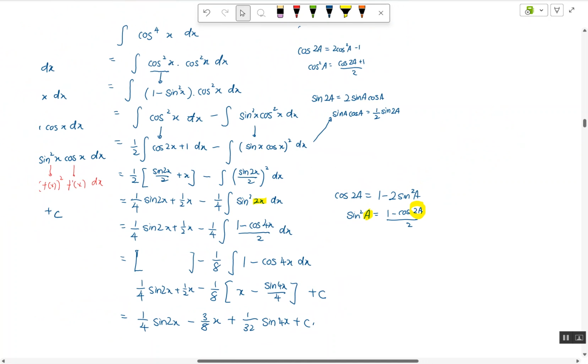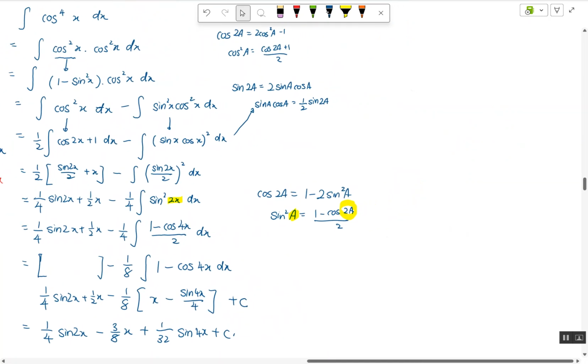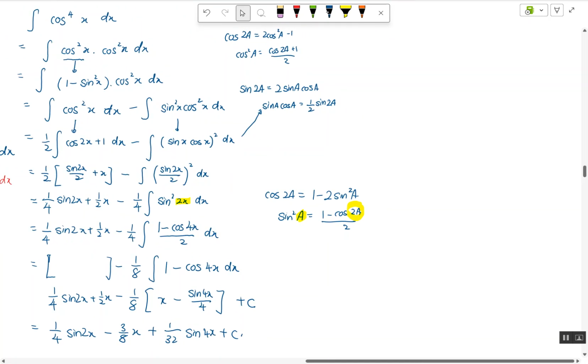If you see something like x to the power of 4, please pause it to make sure you understand every step that I am doing.